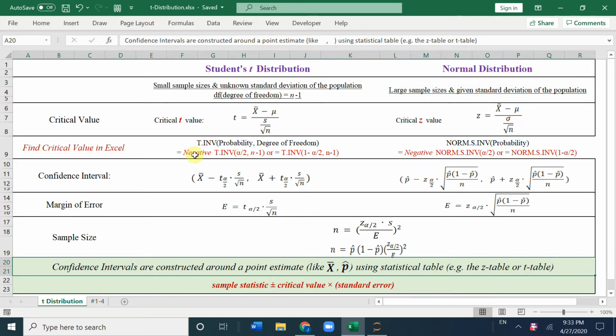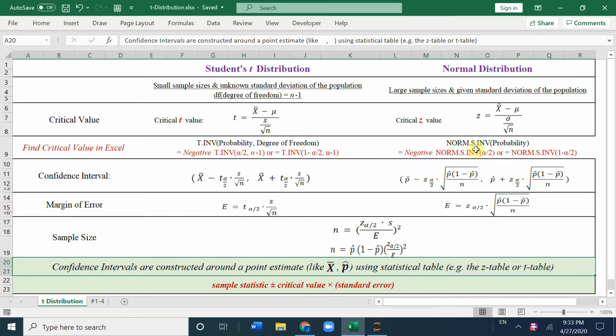In Excel, we have the function T.INV for the critical t-value and NORM.S.INV for the critical z-value. For the probability you use half alpha, the area, then you have to put a negative because you will get a negative number. So negative, negative, then you get the positive. So that's the critical t-value. Or you can use 1 minus half alpha, then the degrees of freedom, sample size n minus 1.